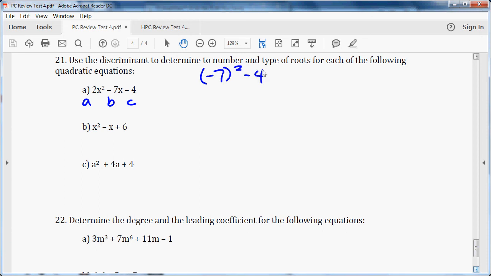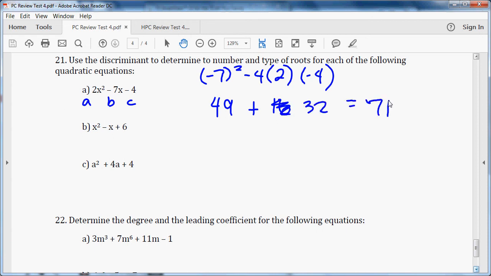So that's 49 plus, I think 16. Nope, 32, sorry. Which gives us 71. Since that is a positive number, that tells us that this quadratic has 2 real roots.